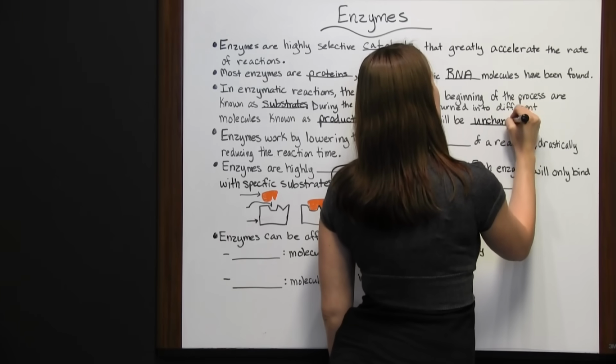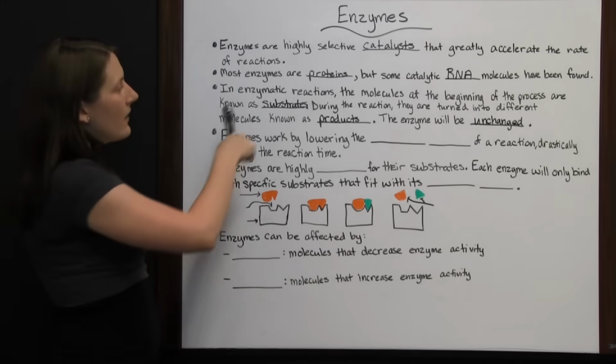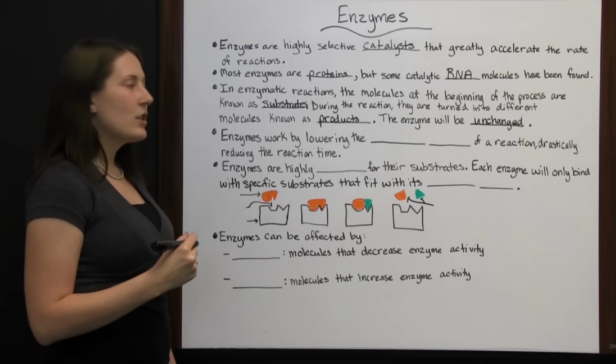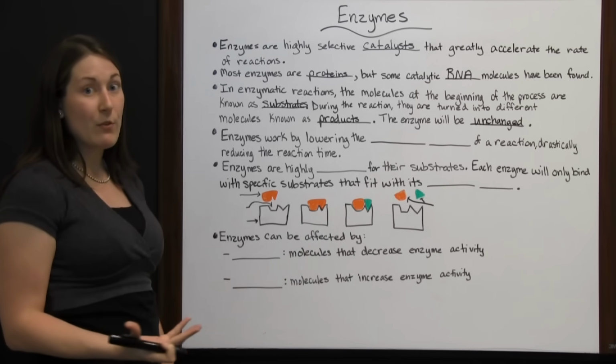The enzyme may have to change shape a little bit to bind to the substrate and finish the reaction, but the enzyme itself will be unchanged. It will not have turned into different products. It will not have gotten bigger or smaller. It will remain unchanged.